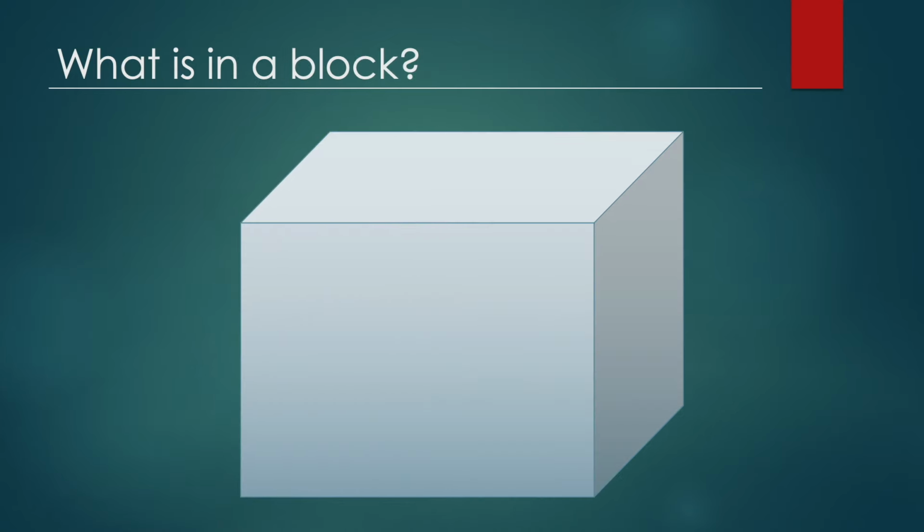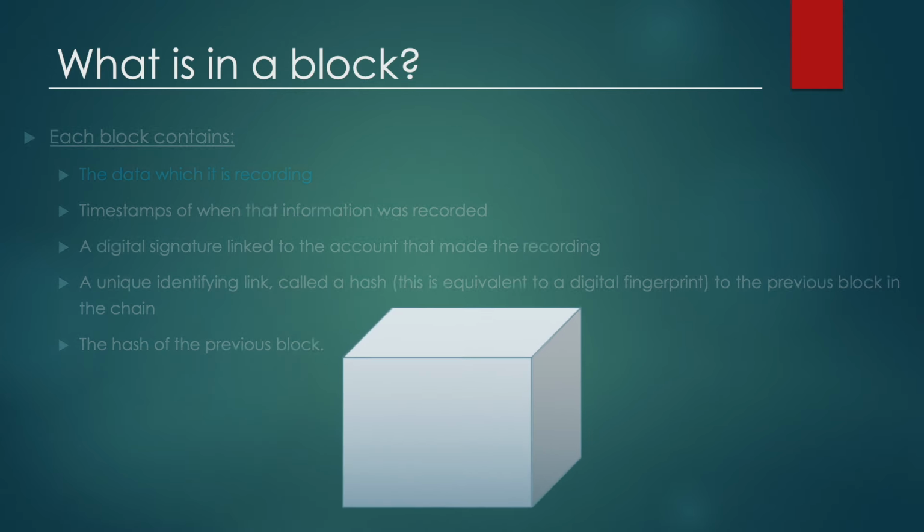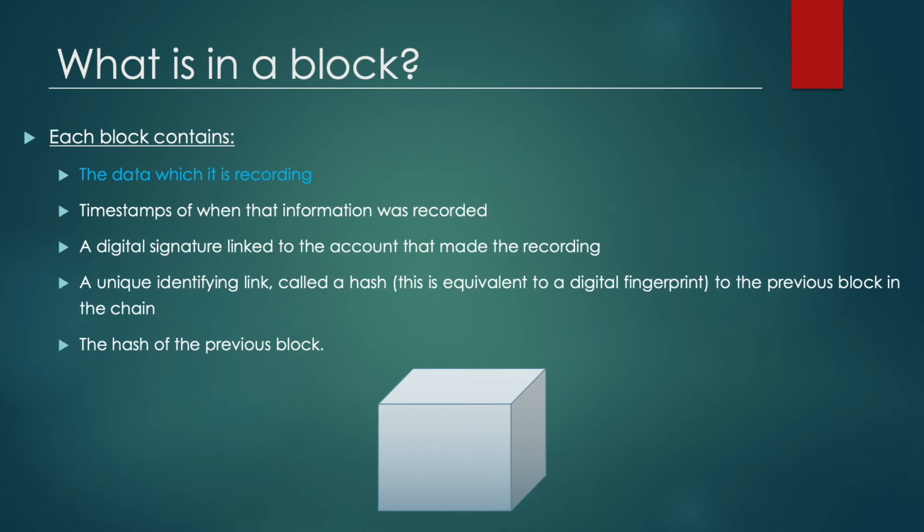What is in a block? Normally, each block contains the data which it is recording, and timestamps of when that information was recorded. It will also include a digital signature linked to the account that made the recording, and a unique identifying link called a hash, which is equivalent to a digital fingerprint. It will also contain the hash of the previous block.